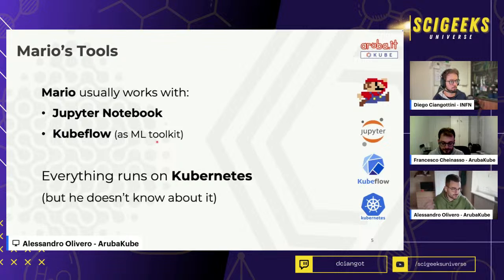Mario is not a cloud engineer, he's an AI engineer, a machine learning engineer. So he uses Jupyter notebooks to create, develop and test his algorithm, and he uses Kubeflow in order to provide this Jupyter notebook. Kubeflow completely hides the Kubernetes cluster, so Mario doesn't even know that it's running on top of Kubernetes.